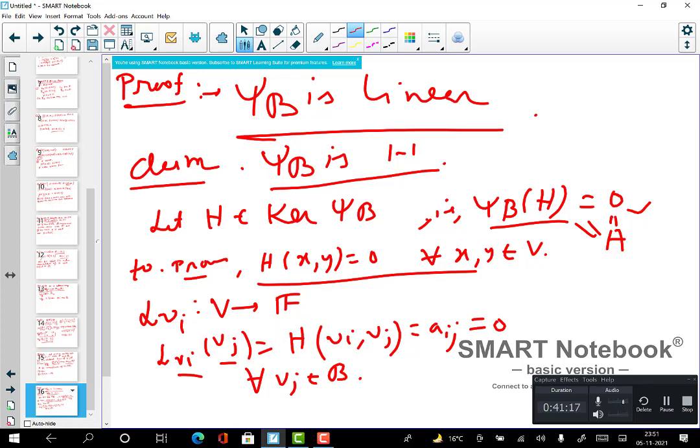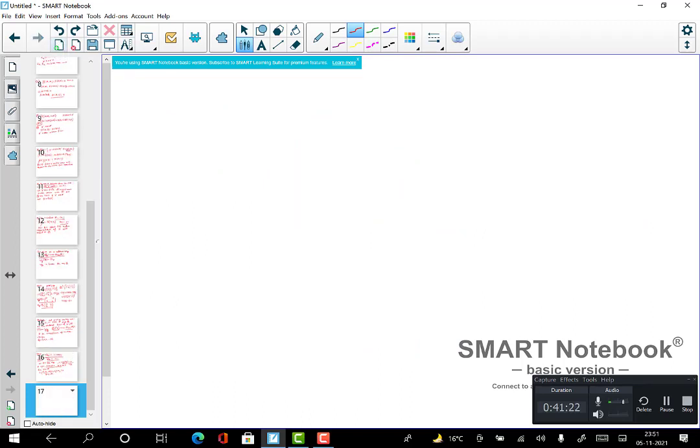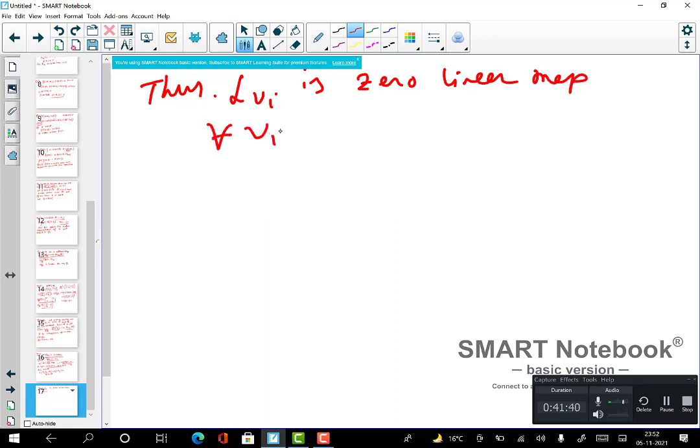Okay, so let me just write it down. Thus, L_Vi is the zero linear map for all Vi belonging to V, right? For every Vi, this is true. So this is the zero linear map. Once we get that, what will we do? We will try to use the other map that comes from the right side, right? So we can do one more step here.